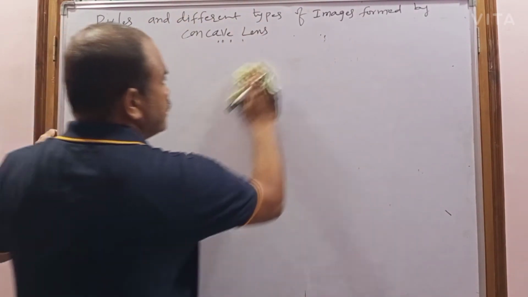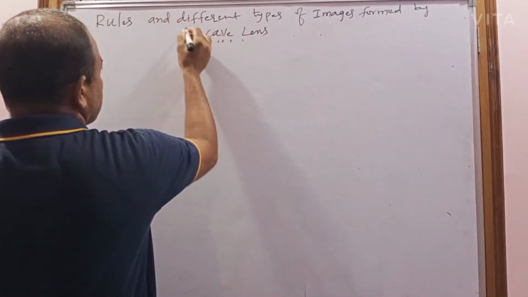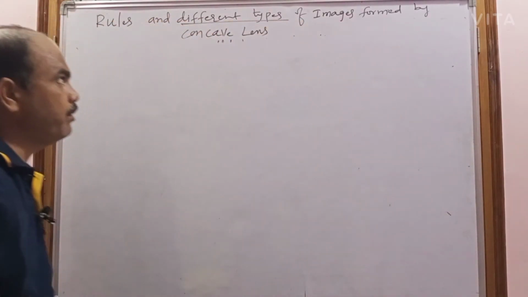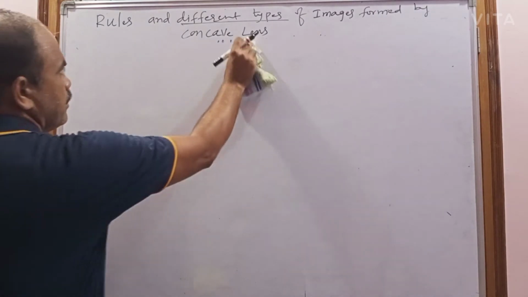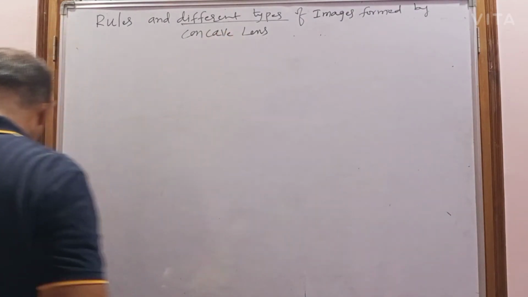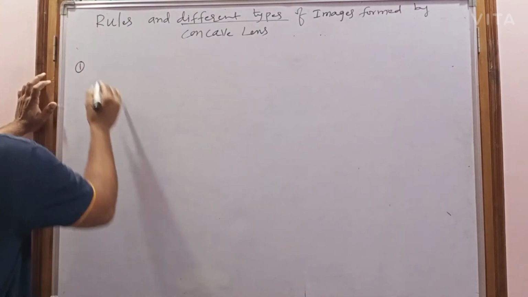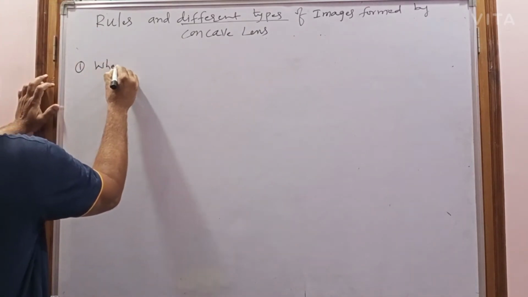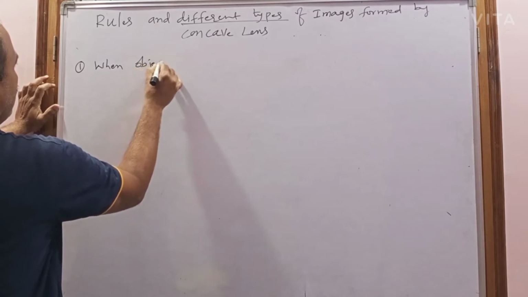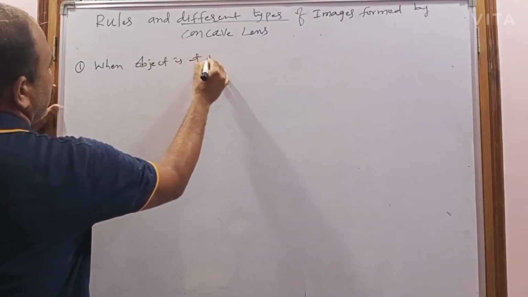Different types of images formed by concave lens. Next I am moving to different types of images formed by concave lens. So far I discussed about the rules. So first one, when object is at infinity.